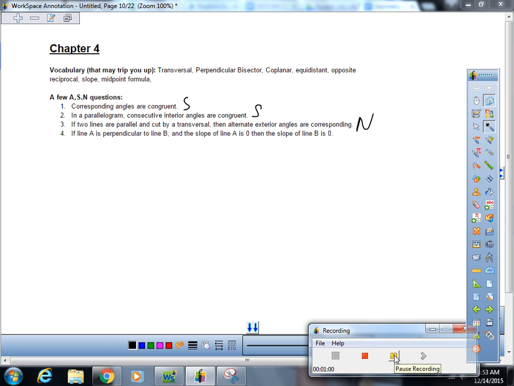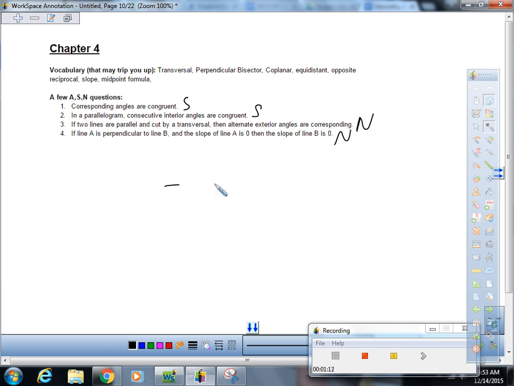Number 4, if line A is perpendicular to line B and the slope of A is 0, then the slope of line B is also 0. That would be never, because if line A has slope 0 and B is perpendicular to it, the slope of line B would be undefined, because there is no slope for vertical lines.